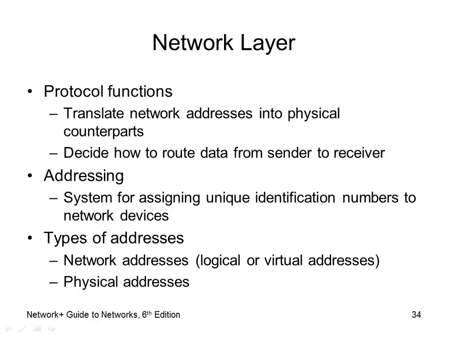So the network layer is below that. And the network layer translates network addresses into its physical counterparts. It describes how to route the data. It handles addressing. This is where our IP addresses come in. And there are 2 different types of addresses you need to be aware of. A network address, which is also sometimes called a logical address, that is the IP address.